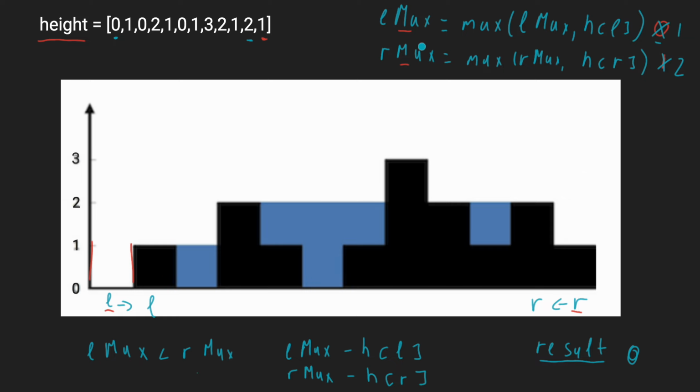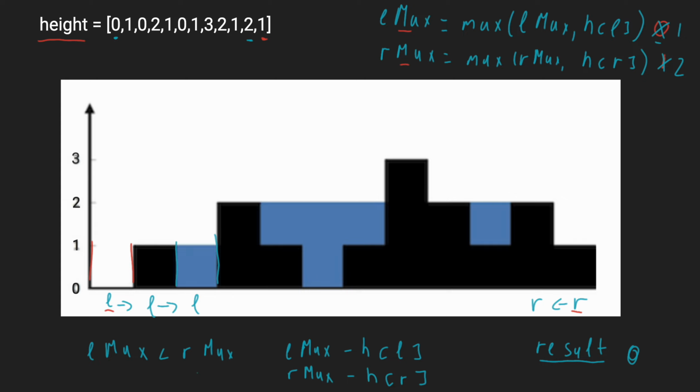Now between 2 and 1, Lmax is less than Rmax, so we move our left pointer here. And now can we trap water at this position? Yes, we can, because our Lmax value equals 1. So we are considering only this scenario.